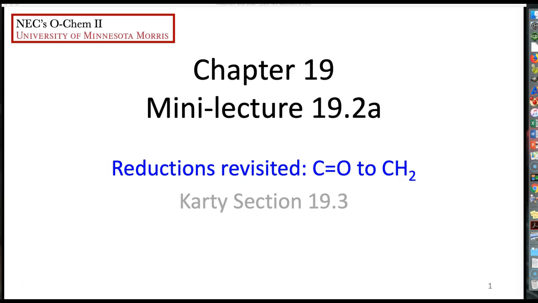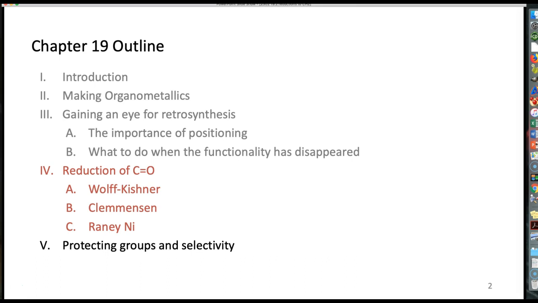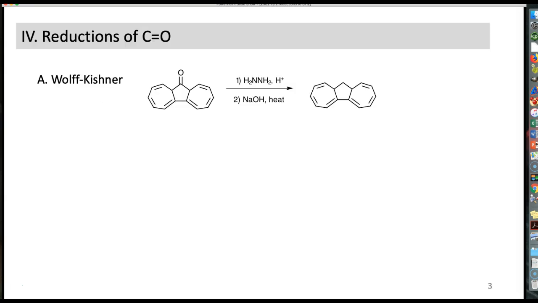Well, welcome back to Chapter 19. We are going to revisit some reductions, specifically reducing a carbonyl all the way off, as in the Wolff-Kishner. But let's start, as usual, with a where are we? We are actually towards the end of Chapter 19, because we've been skipping around in this chapter. So a little review, a little new stuff. This mini lecture focuses only on the reduction of the C=O double bond.